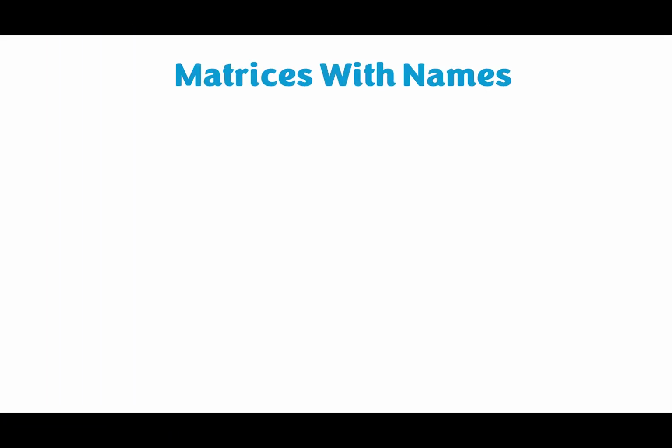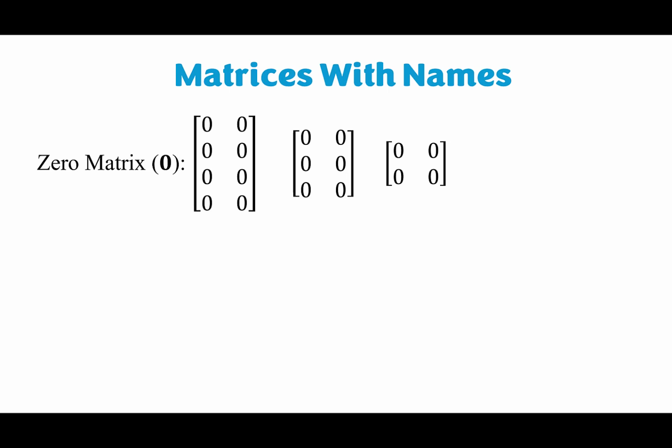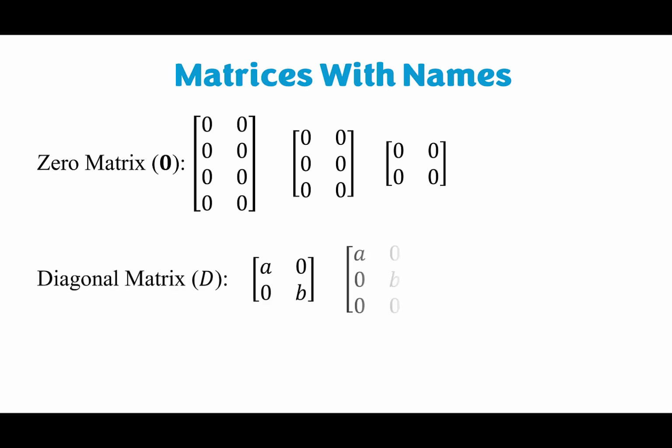The last thing we'll look at are matrices with names. So the zero matrix is a matrix with all zeros as its elements. There's 3 examples. Diagonal matrix, this has any numbers on the main diagonal, which I've highlighted there, and zeros everywhere else. And a diagonal matrix has to be a square matrix of any size, so n by n, so like 10 by 10, as long as there's zeros everywhere except for the main diagonal. The main diagonal could have zeros, but it doesn't have to be.